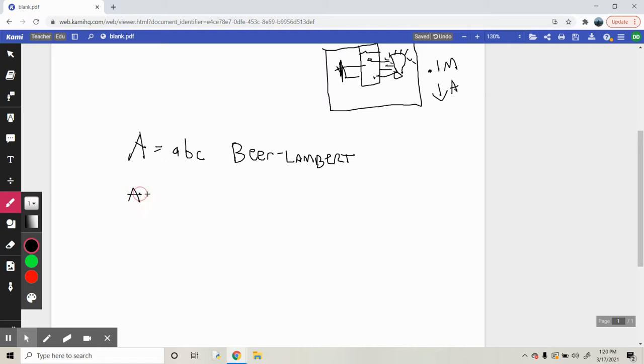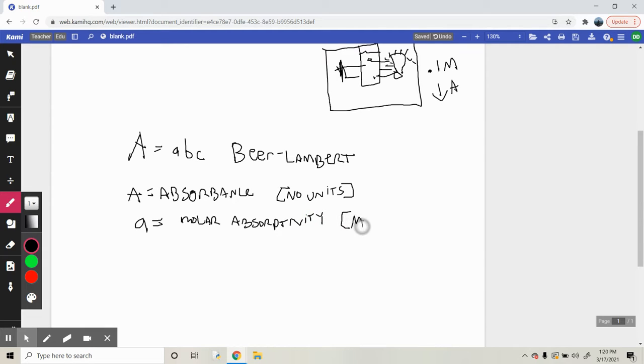A just means absorbance, and there are no units for this. It's just plain as can be, kind of like our equilibrium constant. Epsilon is molar absorptivity, and it's different for every solution. The units for this are just molarity to the minus one and centimeters to the minus one.